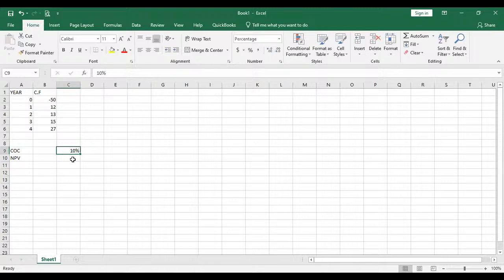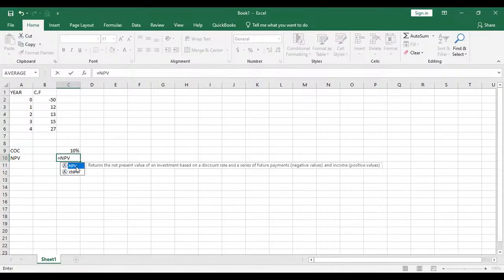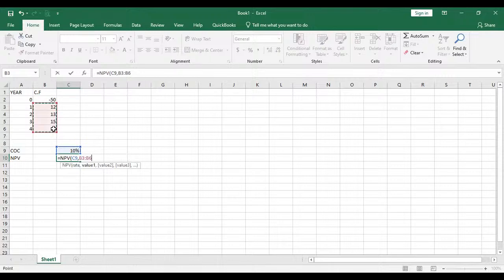So go down there to NPV now. Things are happening. Start by saying equals. Equals NPV. Double click that one. The rate is 10%. It's self-explanatory really, comma. So from there you pick the values, all of them from value 1. You close brackets. And then you say plus.